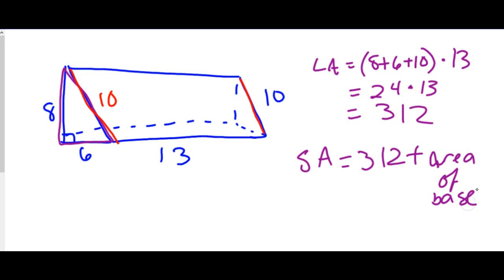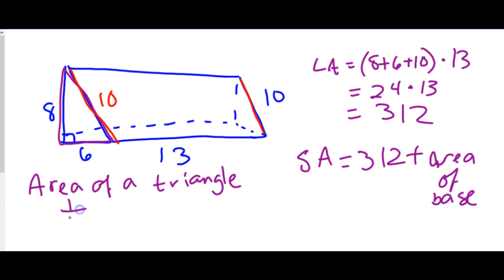So the area of this base, now we have a triangle. So we need the formula for area of a triangle. The area of a triangle is 1/2 base times height.